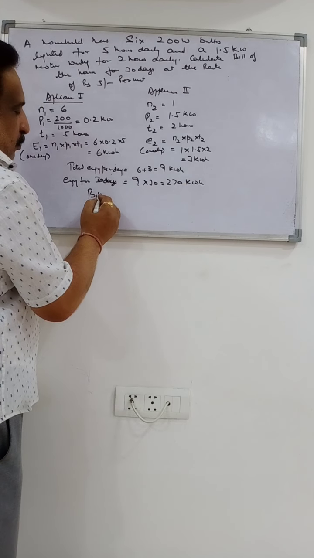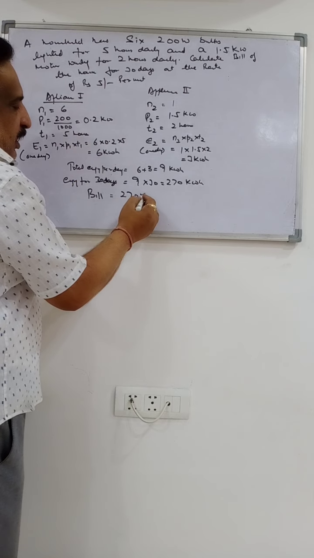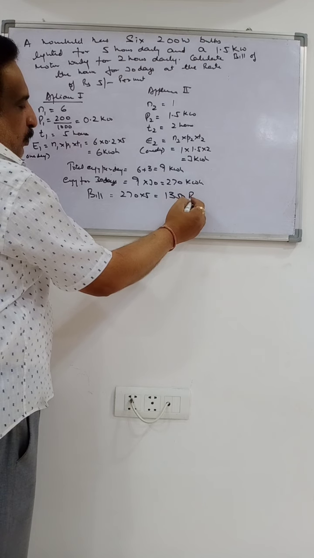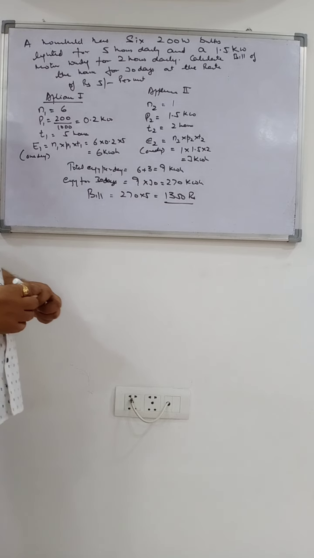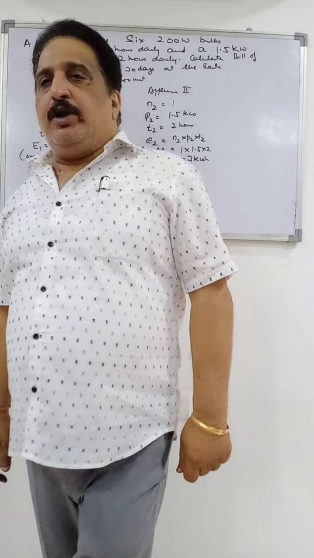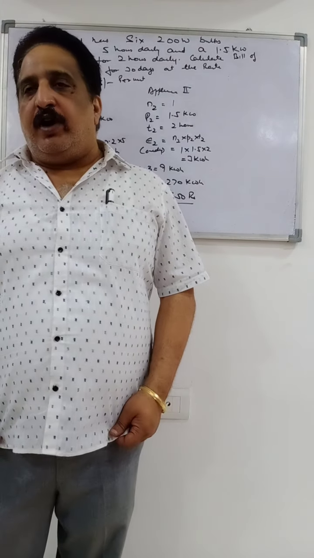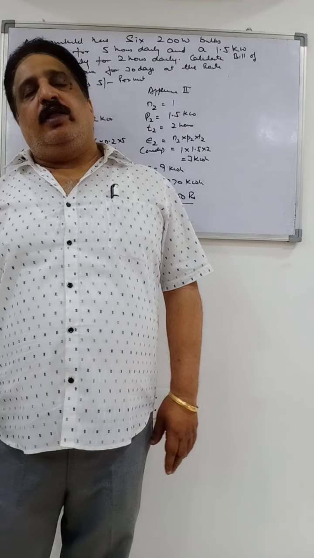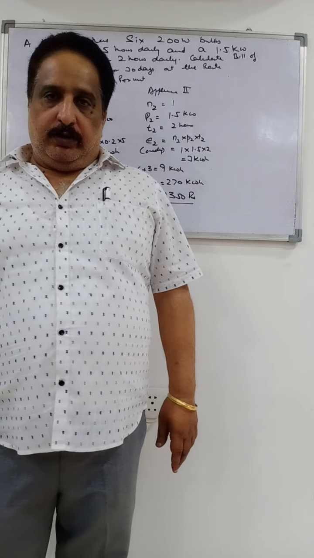So what is the bill? Multiply by the cost of electricity, that is ₹5. 270 into 5 is equal to 1350 rupees. So this is the electricity bill of the house for 1 month. What you have done: segregate the appliances, appliance 1, 2, 3, number into power into time for 1 day, add all the energies of 1 day, then multiply by the number of days. If it is 30, multiply by 30, and then multiply by the cost of electricity to get the bill of the house. I hope it is clear.